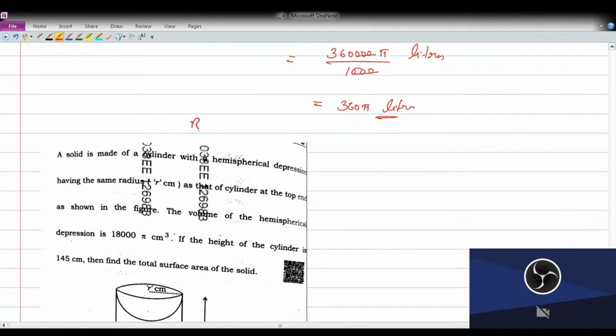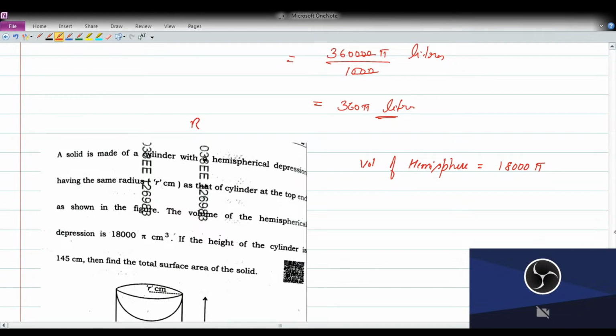A solid is made from a cylinder with a hemispherical depression having the same radius at the top end of the cylinder, as shown in the figure. What is given? Volume of the hemispherical depression is 18,000 pi centimeter cube. If the height of the cylinder is 145, find the total surface area of the solid.